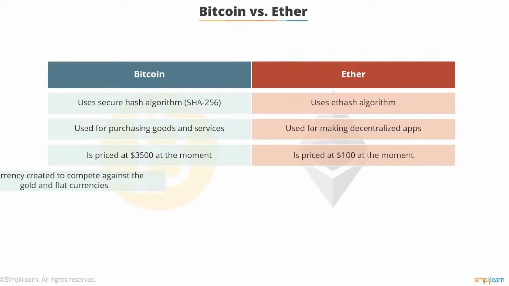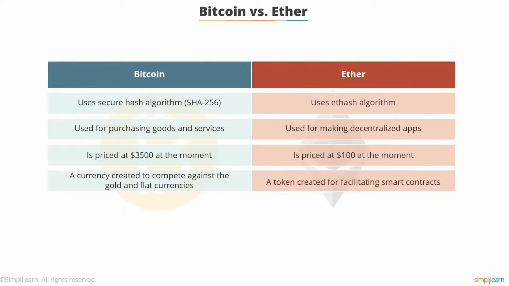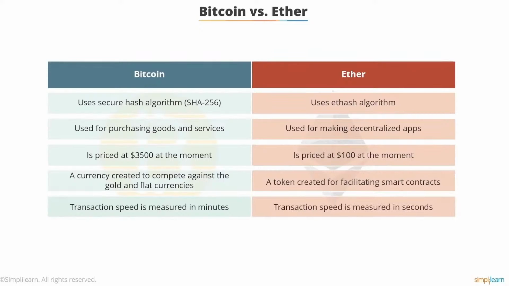BTC is a currency created to compete against gold and fiat currencies by acting as an alternative. However, ETH is created as a token to facilitate smart contract deployment and operations. Lastly, the transaction speed of BTC is much slower than ETH. While BTC's transaction speed is measured in minutes, ETH's is just a few seconds. Like Bitcoins, Ethers are also stored in cryptocurrency wallets. Let's understand what wallets in Ethereum are.